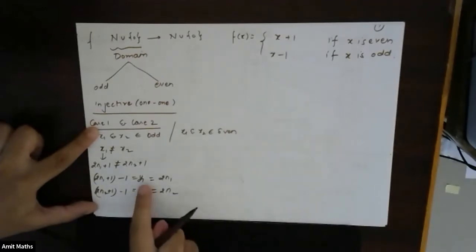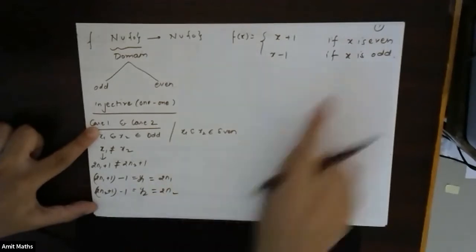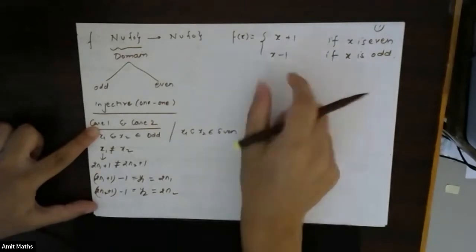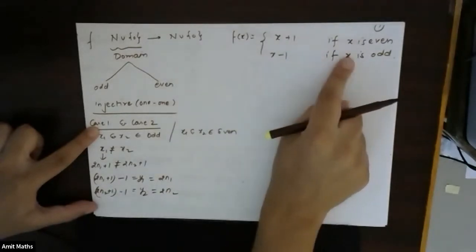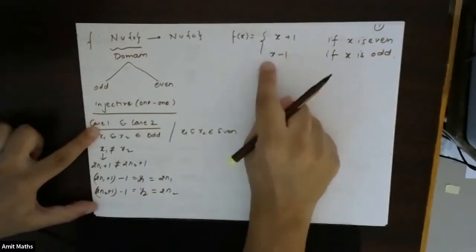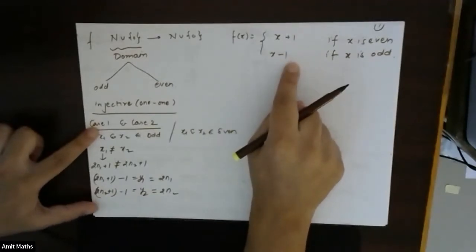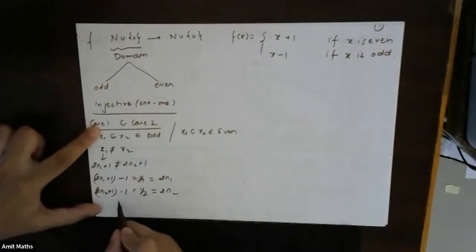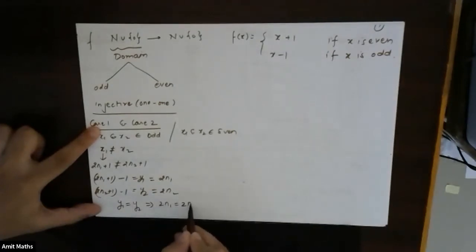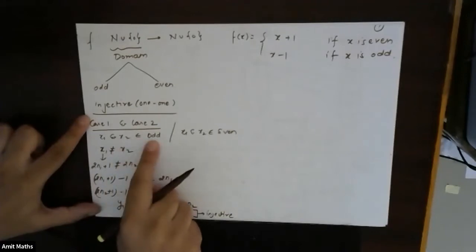Now see, this y1 is an even number and y2 is also an even number. That means if I substitute an odd number in this, it becomes even, because odd minus 1 becomes even. If I set y1 equal to y2, I get 2n1 equals 2n2, and from this I get n1 equals n2. If I'm getting only this, that means it is injective, when x1 and x2 belong to odd.